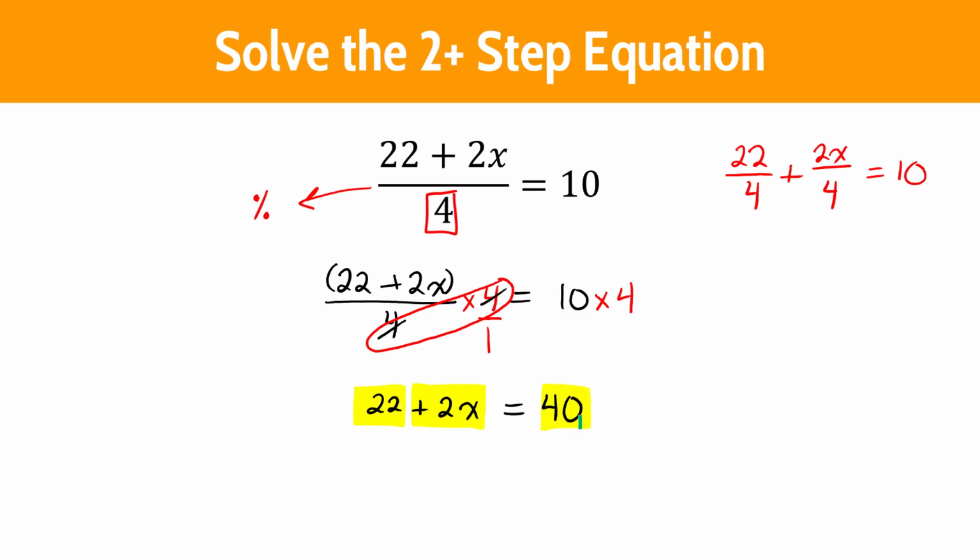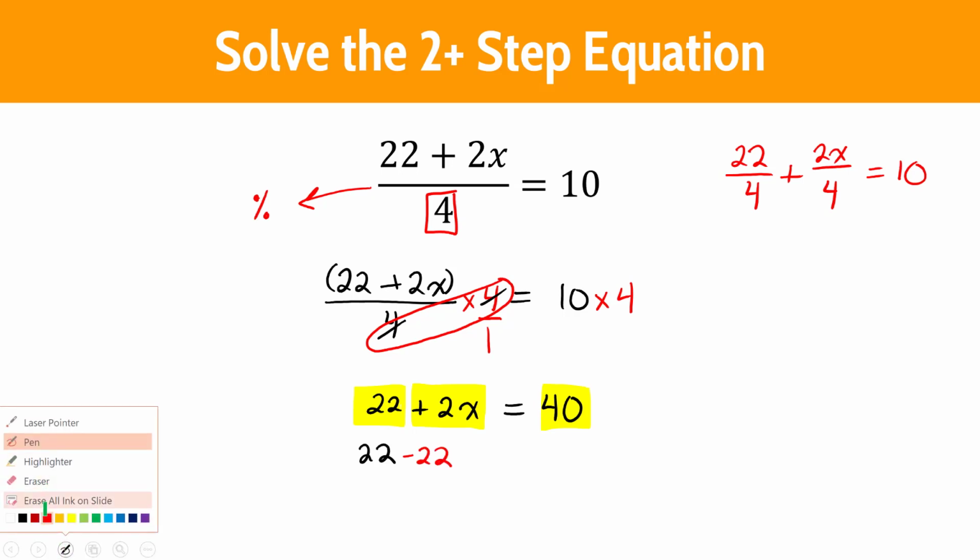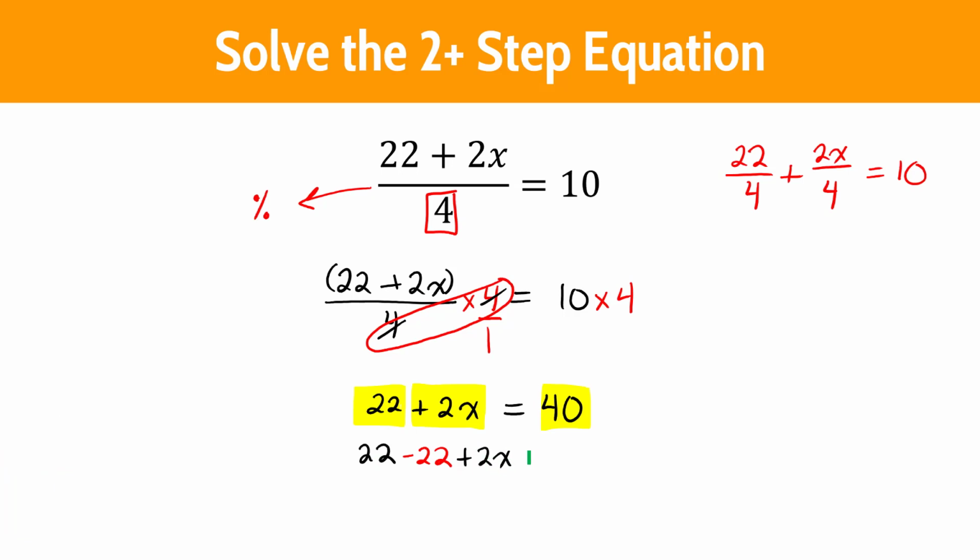Okay, I want to be moving any terms that don't have any variables now. I can do that. I can move the 22. So let's move the 22 to the right-hand side. So we'll start off with 22. I'm going to subtract 22. I'll finish this off by 22 minus 22 plus 2x is equal to 40.